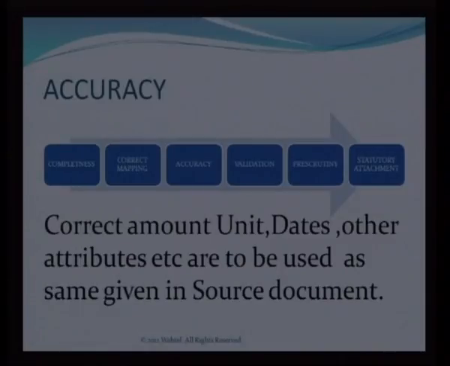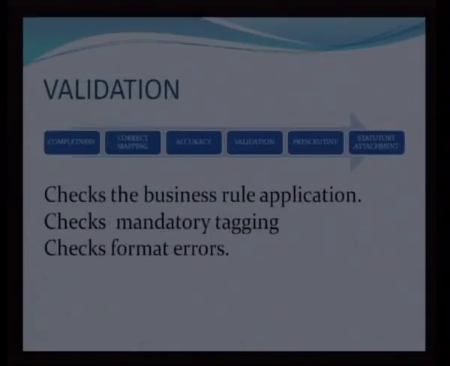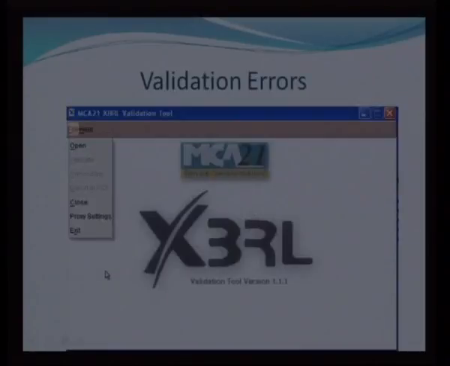There are companies who give their annual reports in, say, thousands, and while converting the data in XBRL, they use lakhs. They have converted in lakhs or in crores. So if we try to compare the two documents, the stakeholders won't be able to reach a meaningful conclusion. So we have to see to it that both are aligned. So check the business rule application, check the mandatory tagging requirement, and check the format errors.